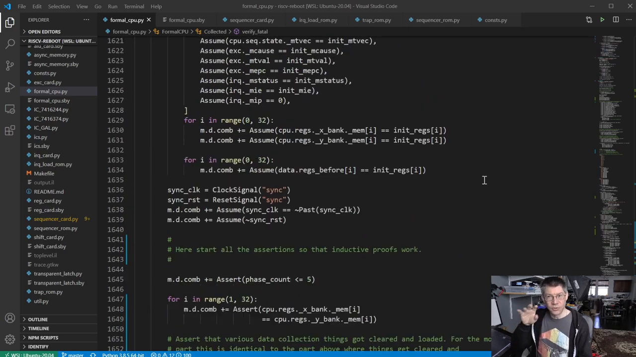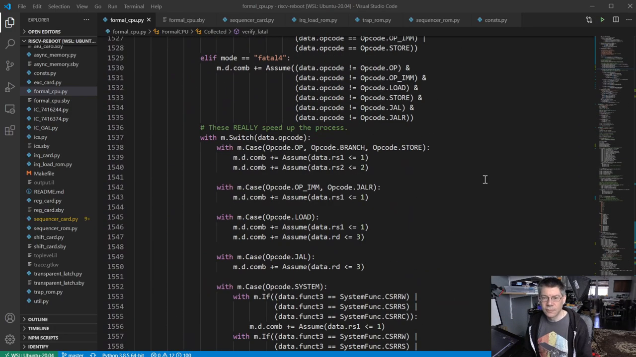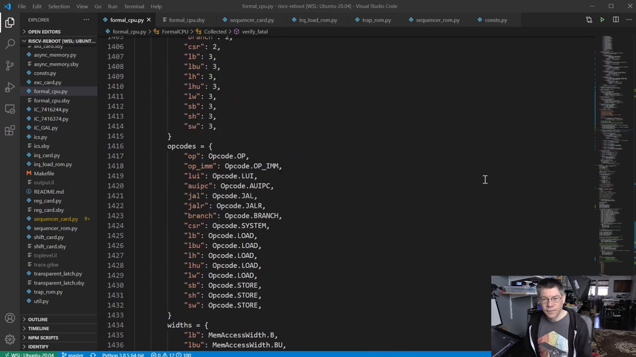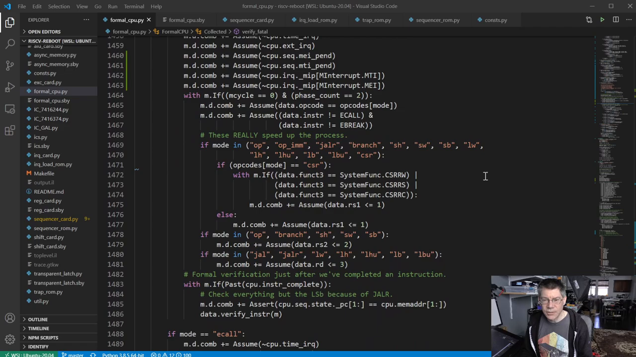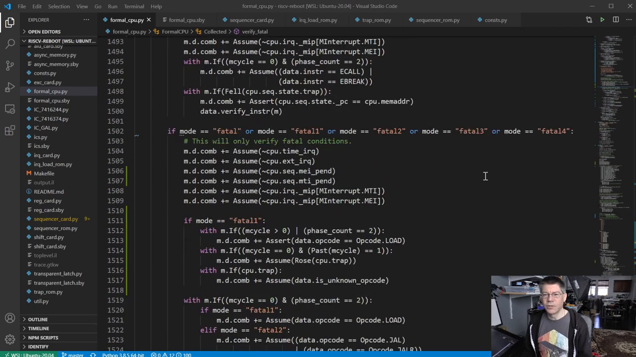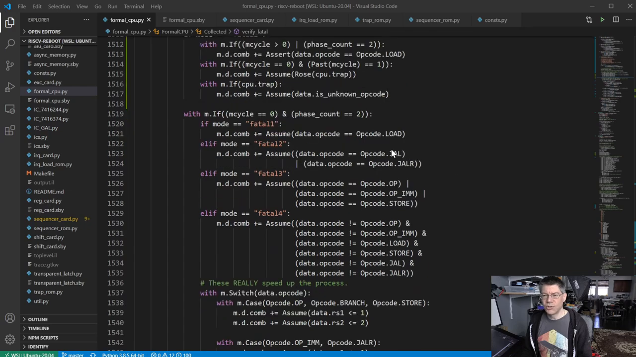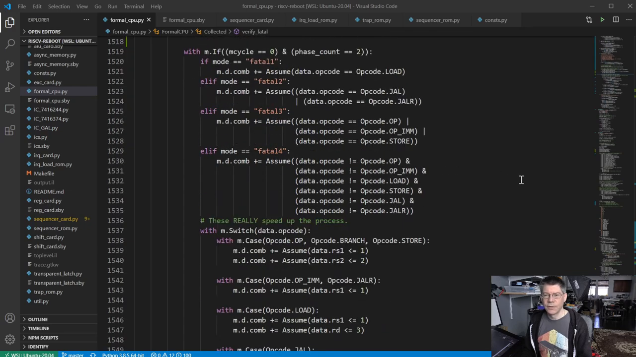So I broke checking fatals into three parts. Fatal one, let's see, where do I have that? Oops, I think I skipped past it. Yeah, here we go. So here's fatal. For fatal one, I'm just checking loads. For fatal two, I'm just checking the jumps. For fatal three, I'm checking op, op, im, and store.